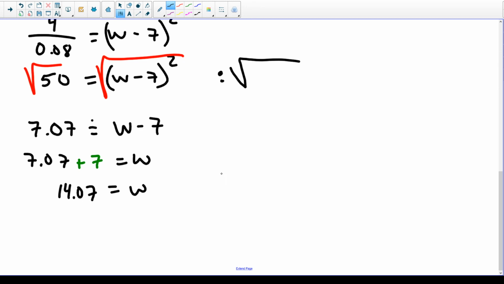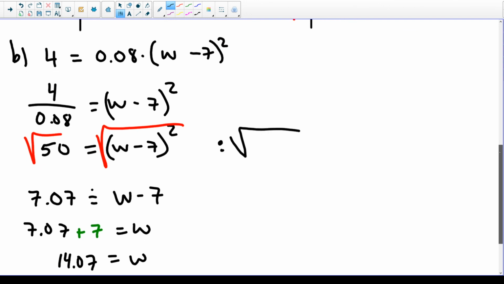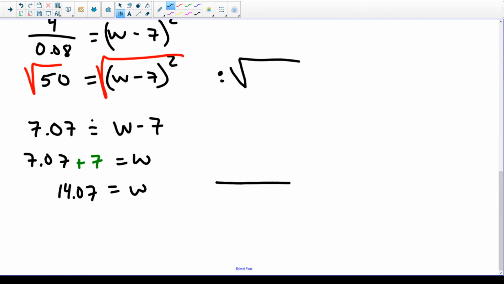So for our depth to be 4 centimeters, our width of our parabola has to be 14. Okay?